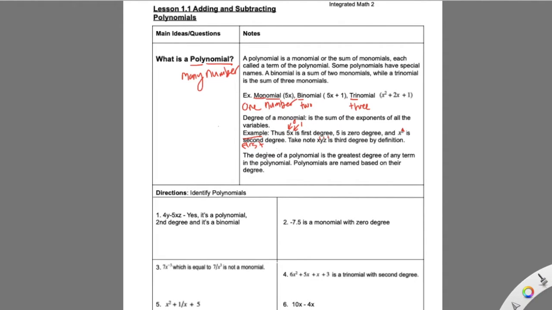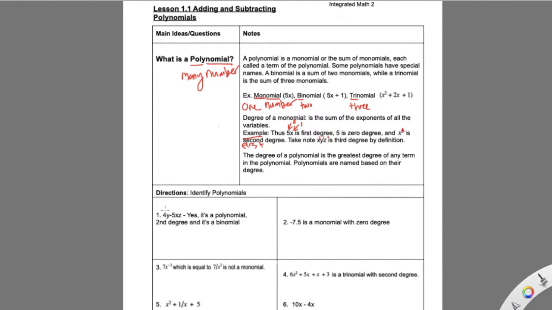All right. The degree of a polynomial is the greatest degree of any term in the polynomial. Polynomials are named based on their degree. So we put them in order from greatest to least. That's the best way to identify what the degree of the polynomial is. So let's go ahead and look at these first four. They actually have the answers attached here so we can review.